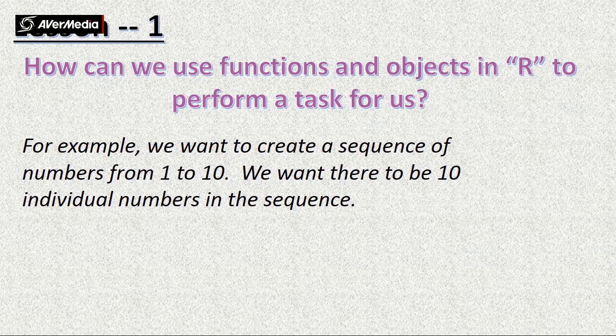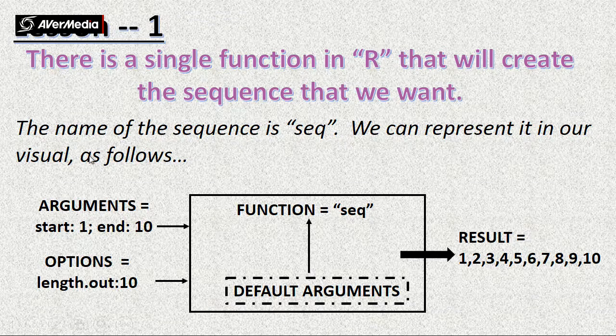So how can we use functions and objects in R to perform a task? Let's choose an example. Let's say we want to create a sequence of numbers using R, a sequence from 1 to 10, and we want there to be 10 individual numbers in the sequence. How do we represent that in our snazzy, so simple diagram? There is a single function in R that we'll use to create the sequence that we want, and the name of the function is called seq. So we can represent it in our visual here.